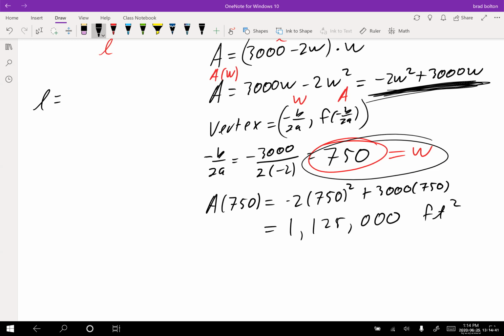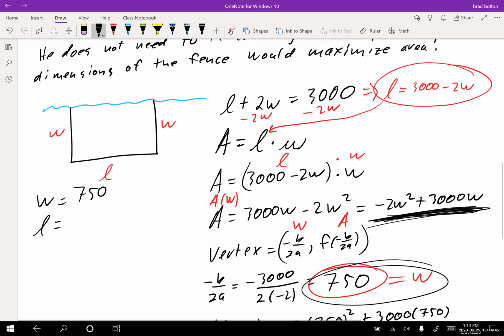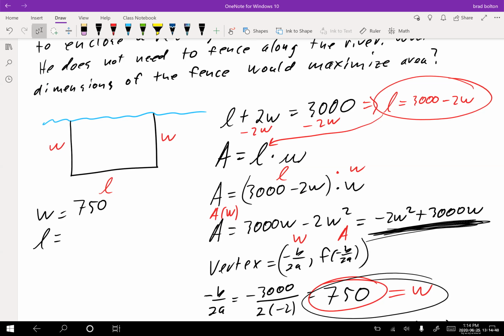So we say W equals 750, but now look up here. If W is worth 750, well then I can plug 750 right here, and then I can find L. Oh, I'm sorry, I already have it over here. L is worth 3,000 minus 2 times W. So that would mean L equals 1,500, okay?